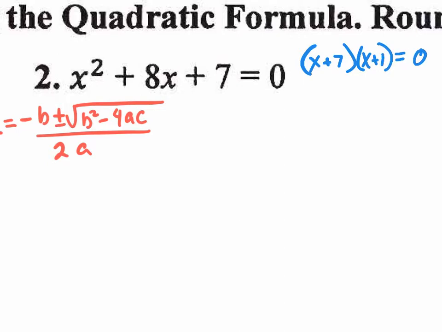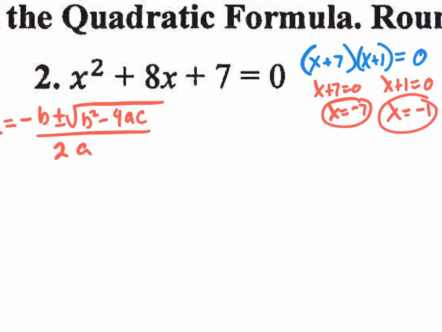And if I add them together, it's 8, correct? Now, if I were to split them and solve, x plus 7 equals 0, x plus 1 equals 0, we're going to get 2 answers. X equals negative 7, and x equals negative 1. And that's great. We have our answers. We're done. But the instructions don't say find the answers, right? They say solve, but by using the quadratic formula, they want you to practice this guy right here.